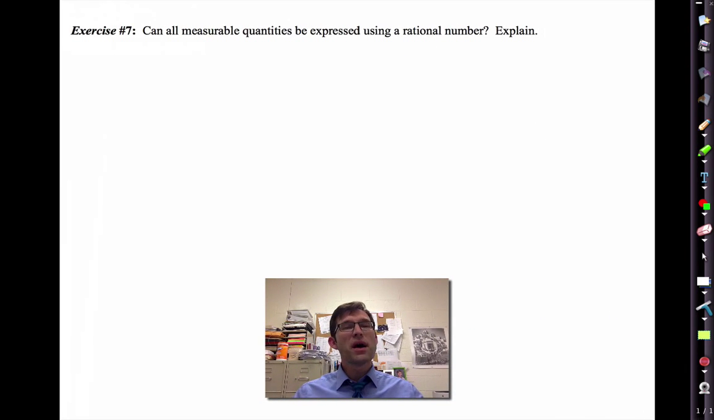Let's go on to the last problem. Can all measurable quantities be expressed as a rational number? In other words, if I go out and I figure out how much water is in a swimming pool, will the amount of water in the swimming pool be a rational number? Right? Will it be 275 thirds of a gallon? Or even an integer, because that's rational. So think about this.